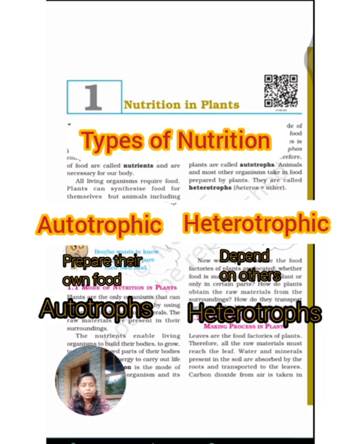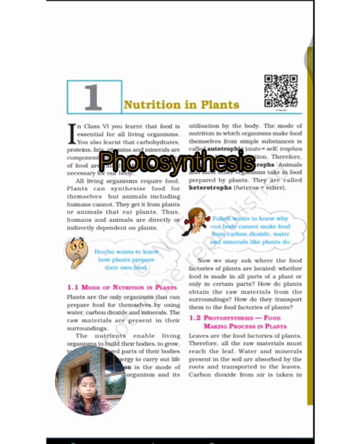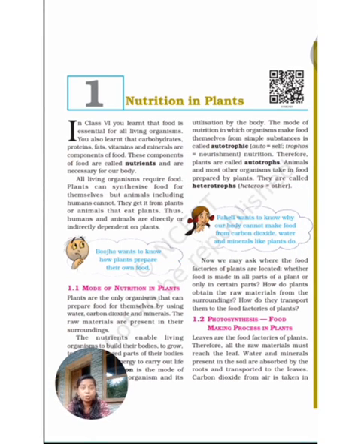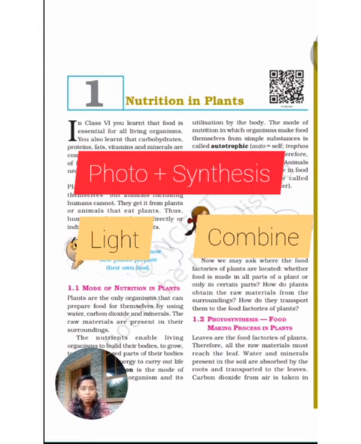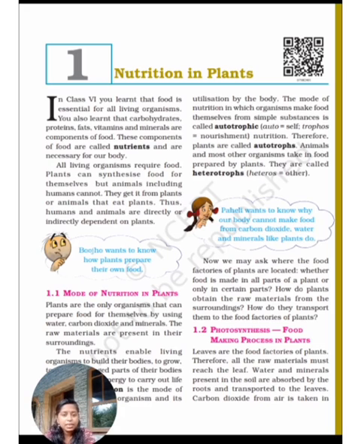Right. So how do the autotrophs prepare their own food? We all studied the topic of photosynthesis last year. The food making process in plants is called photosynthesis, right? Photo means light, synthesis means to combine. So how do plants prepare their own food in the process of photosynthesis? Let us know now. The food making process happens in the leaves. So the leaves are called the food factory of the plants.